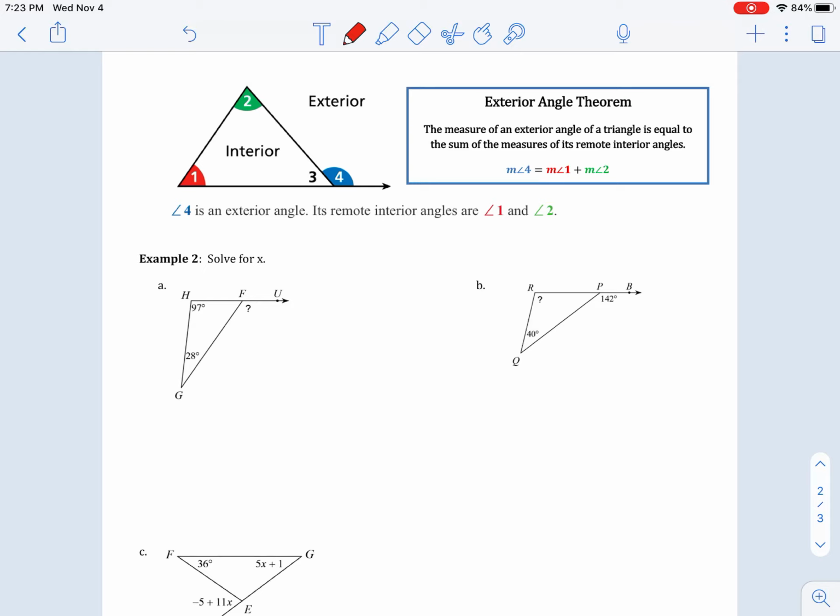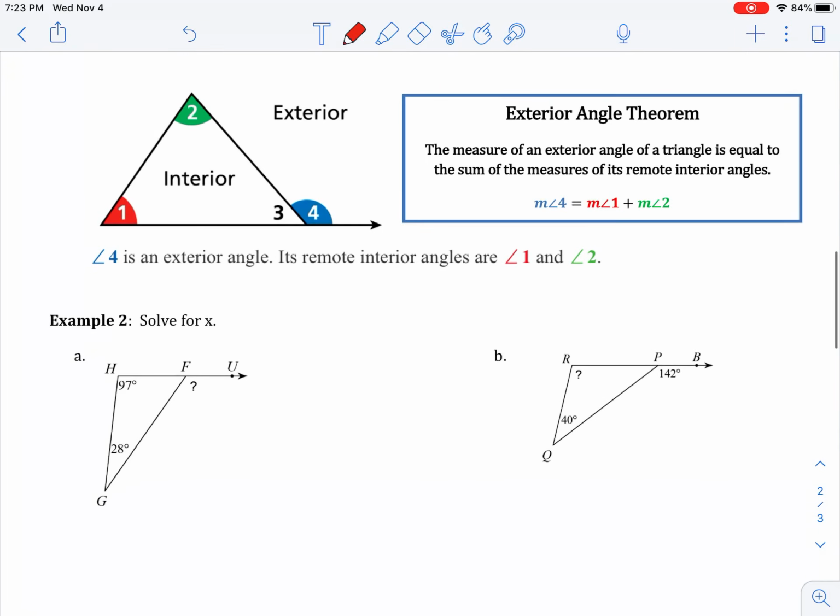Now, an exterior angle happens on the outside of the triangle. So the interior angles 1, 2, and 3 added up to 180 degrees. But let's talk about an exterior angle. An exterior angle happens when they extend one of the sides of the triangle. So you can see right here that I'm highlighting in yellow. That's an extension of the triangle.